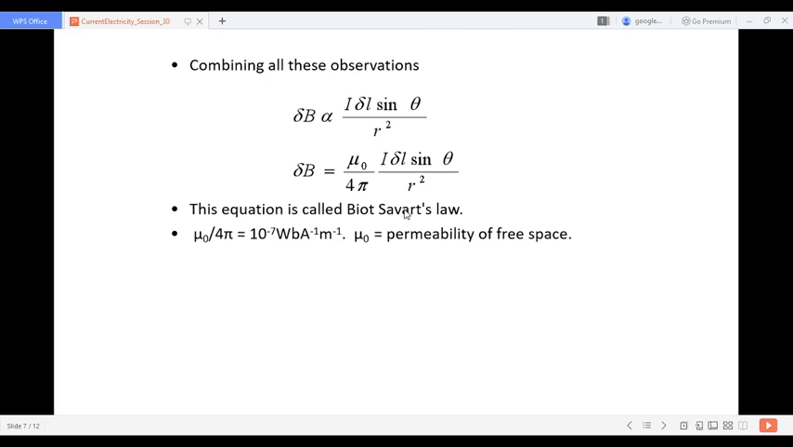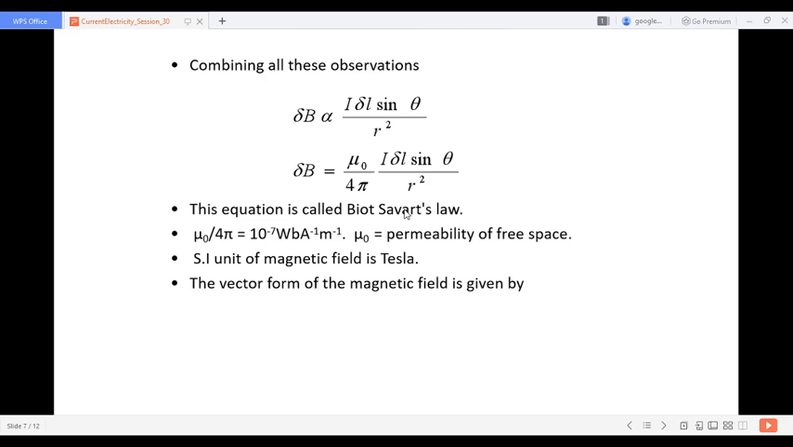Here, mu naught upon 4 pi is a constant and its value is 10 raised to minus 7 Weber per ampere per meter, where mu naught is the permeability of the free space. SI unit of magnetic field is Tesla. The vector form of the same equation can also be written as del B is equal to mu naught upon 4 pi I dl cross r divided by r cube.